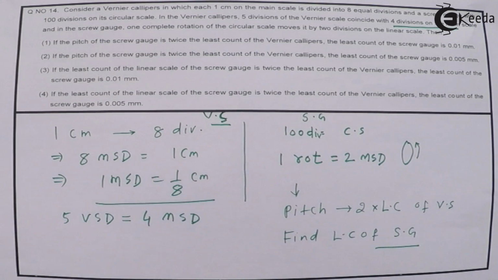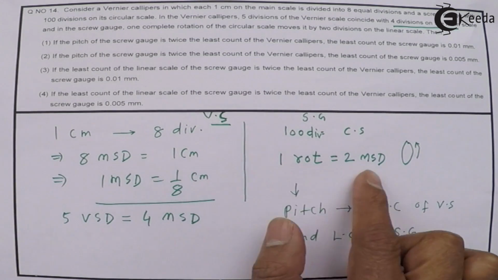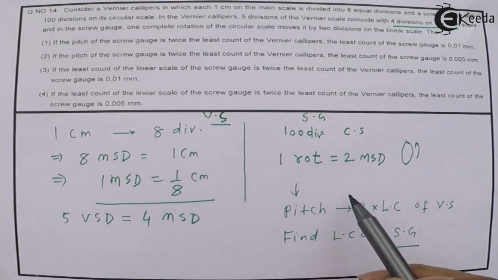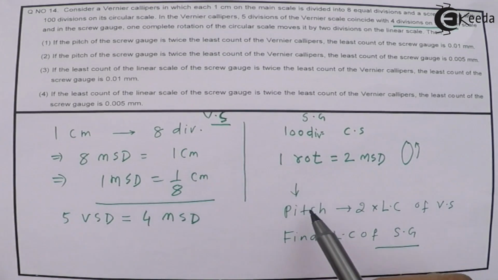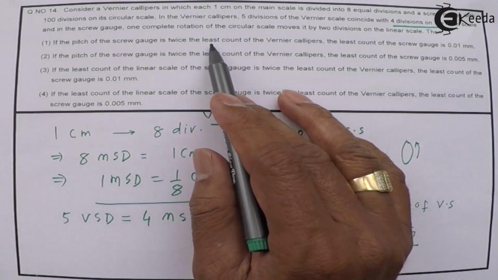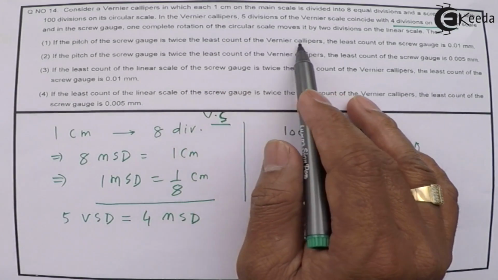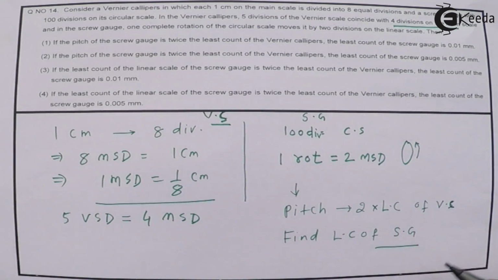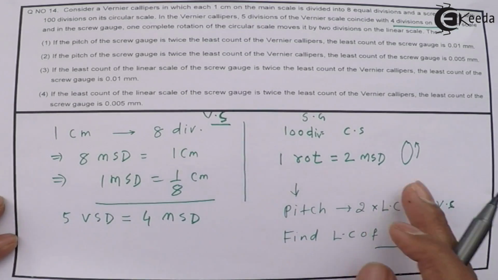So what is the question? This is the information we have got. It says you first find the pitch of this, and after you get the pitch, if that pitch is equal to twice the least count of the vernier calipers, which is the instrument we are using, then what is the least count of the screw gauge?